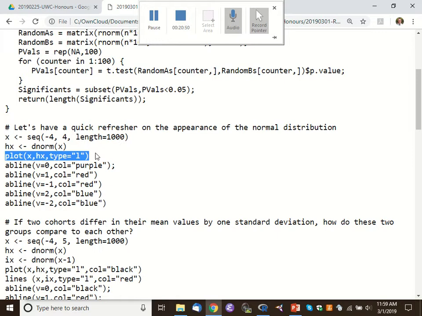So we are creating a scatter plot, although it doesn't look like one. We're creating a scatter plot where x is this location between -4 and +4. Our y-coordinate is going to be the height at x. And then type equals l says this isn't just an ordinary scatter plot where I want a bunch of circles. I want these points all to be connected by lines.